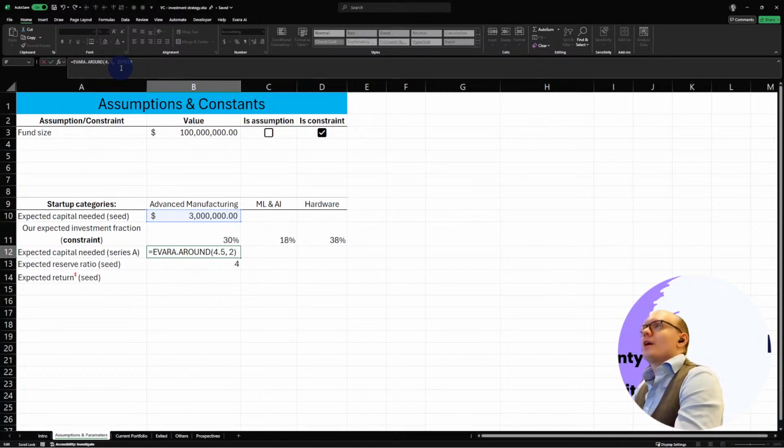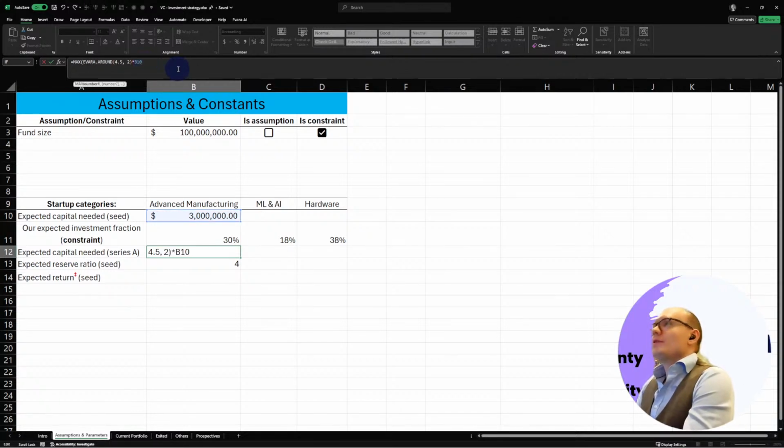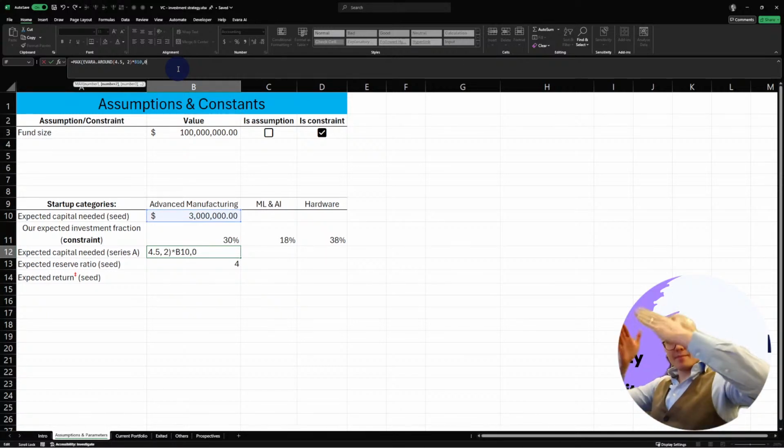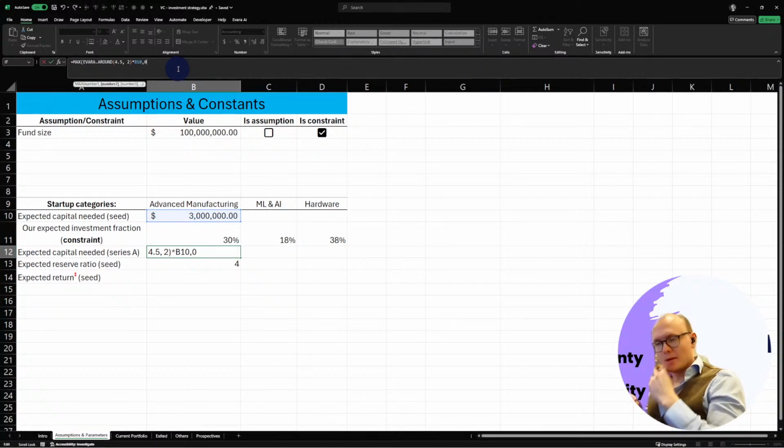4.5, I think, is nice. And then we're going to add a max around this, because the "around," if you noticed, could actually be negative. That's by design. Around doesn't have a bound on it.